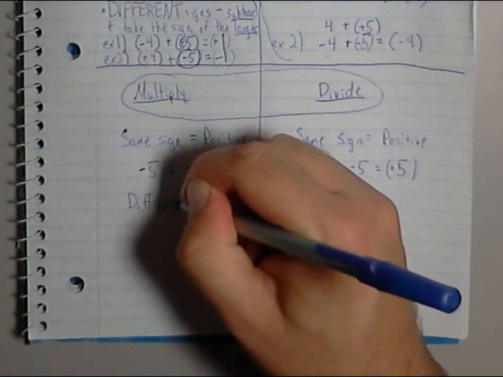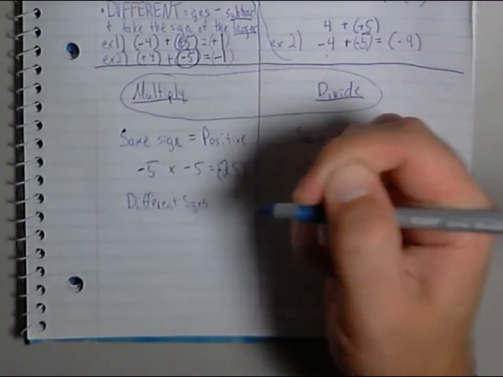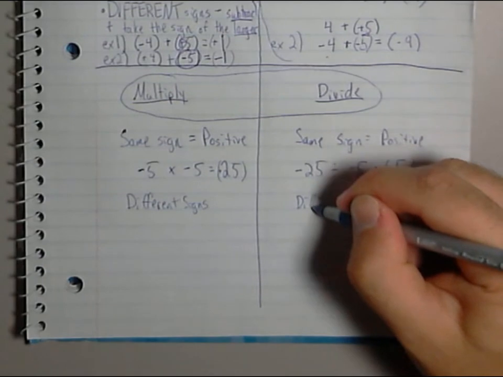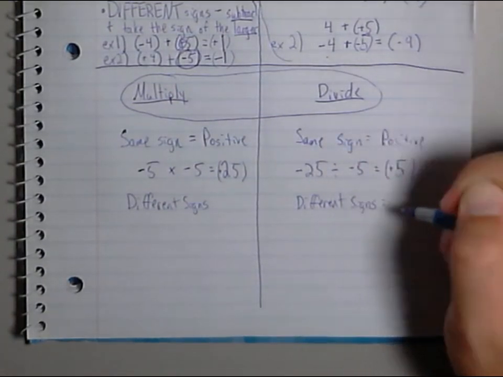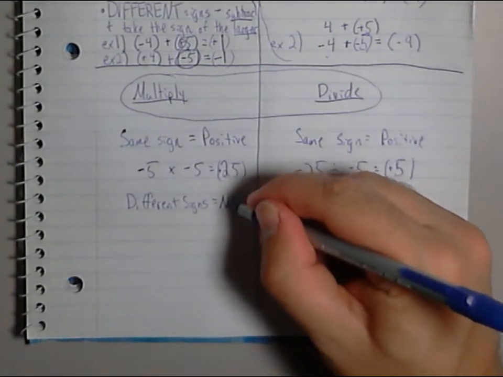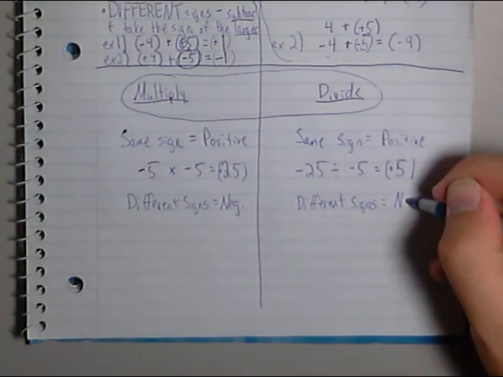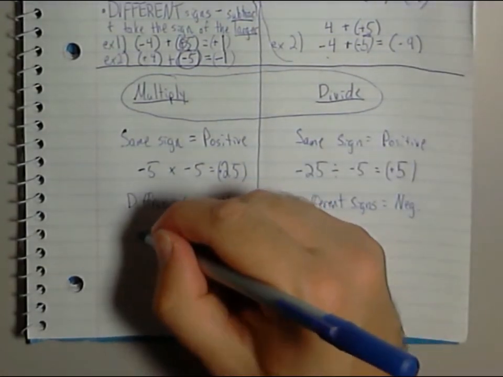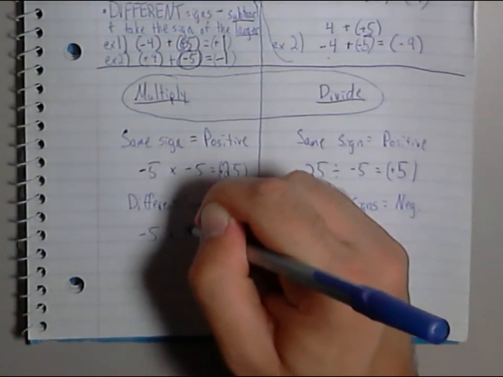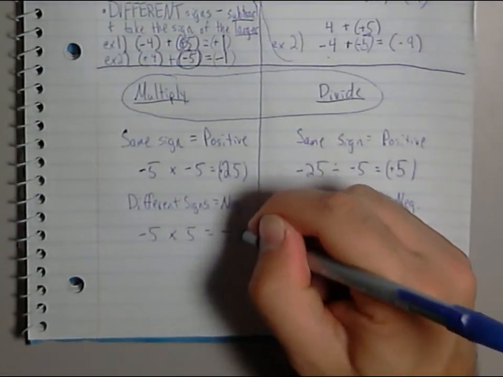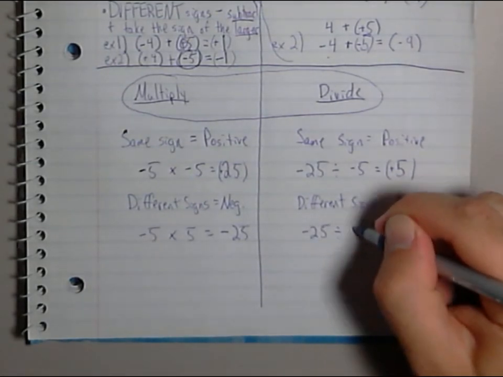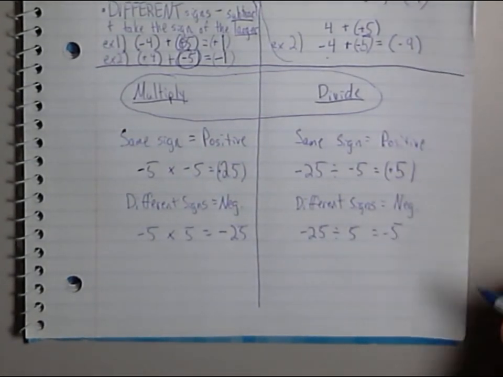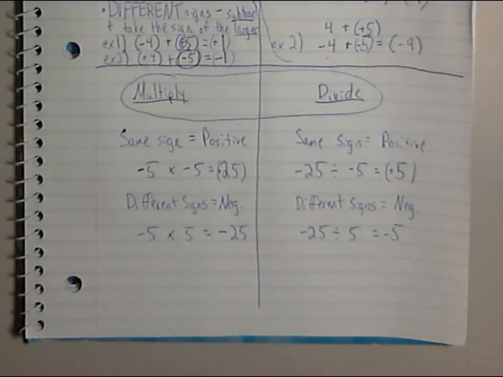When we have different signs, you're going to always have a negative answer. So write that down on both sides. Different signs mean the answer is always going to be negative. So if I were to do negative 5 times a positive 5, those signs are not the same. Therefore, my answer is negative. If I were to do negative 25 divided by a positive 5, they are not the same. They're different. So my answer would be negative.